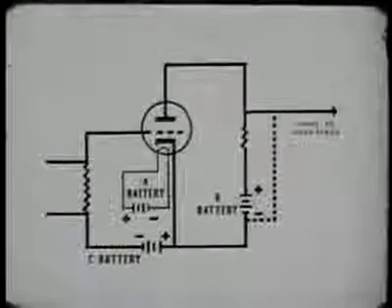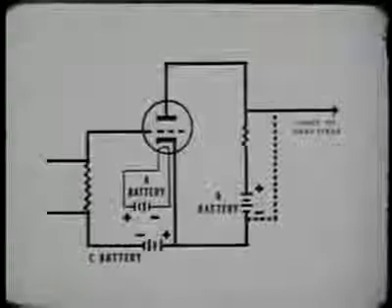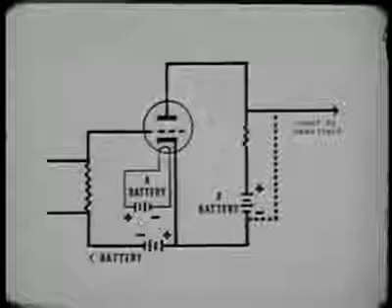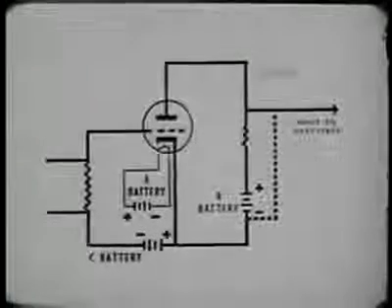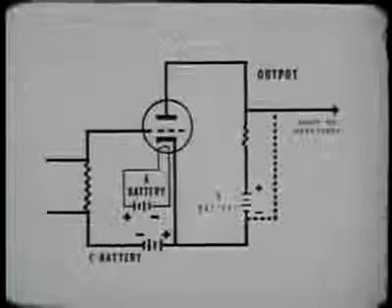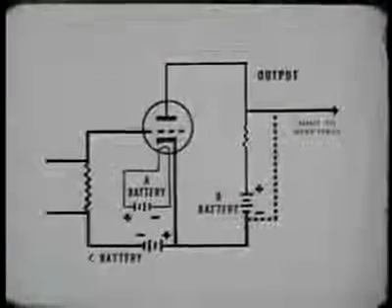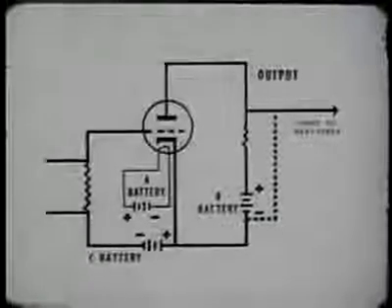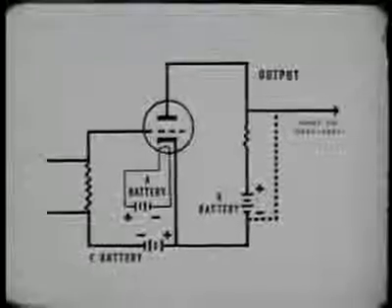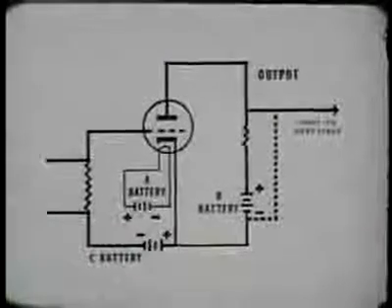Now, in more specific terms, let's study the construction and operation of a typical voltage amplifier. The heart of this amplifier is the vacuum tube. Power for the output circuit is supplied by a B supply, in this case a battery. The positive side of the B battery is connected through a resistor to the plate of the tube. The negative side of the B battery is connected to the cathode.